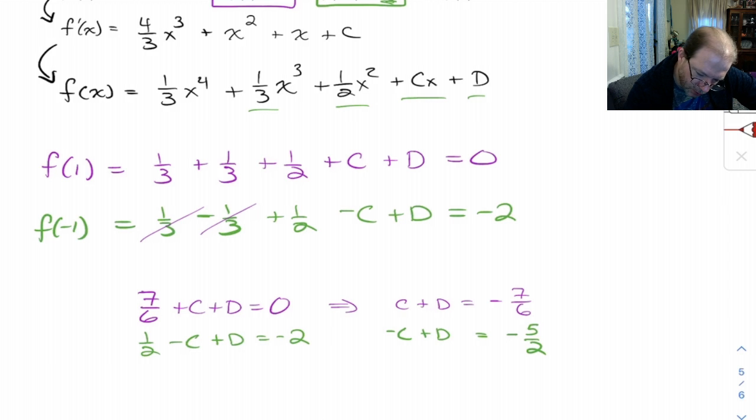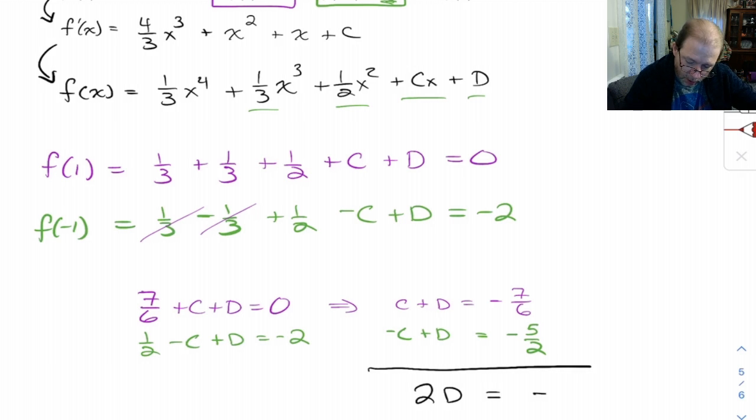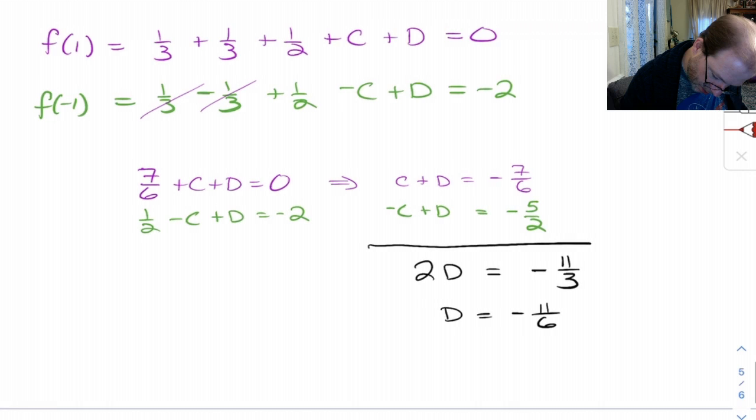So we've got to solve these two equations. Fortunately, we can just add them up. If you add these up, the c's cancel. You get 2d equals negative, let's see, 7/6 plus 5/2. That's going to be -11/3. So d is going to be minus 11/6. And then just plug back into any of these to come up with c.